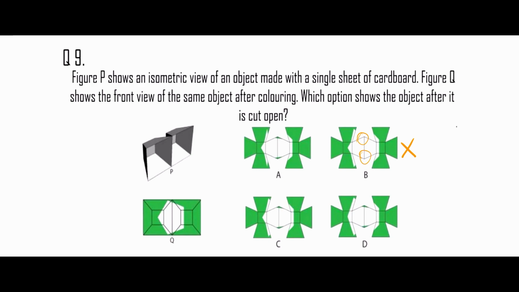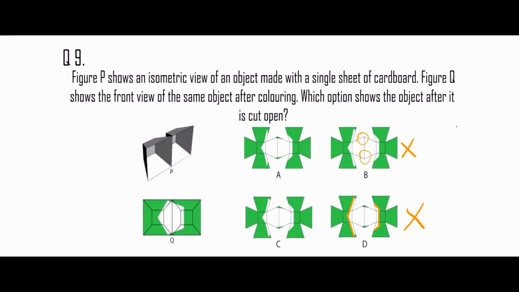Then, if you observe this shape, it is a straight line in Q, but when we cut open this particular object, that straight line becomes like this. So in option A and option C, it is similar as we drew, but in option D, it is a straight line, so it cannot be an answer. So we can eliminate by that logic. Now we shall observe option A and C a little more closely.